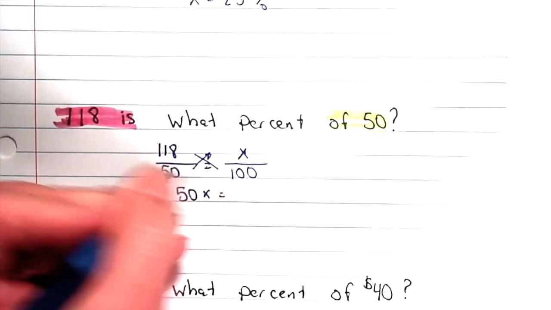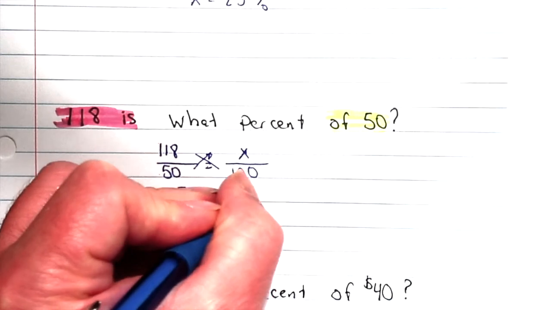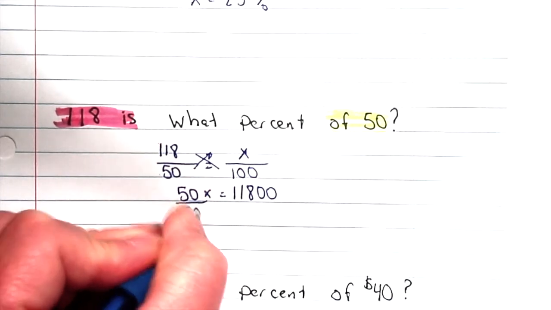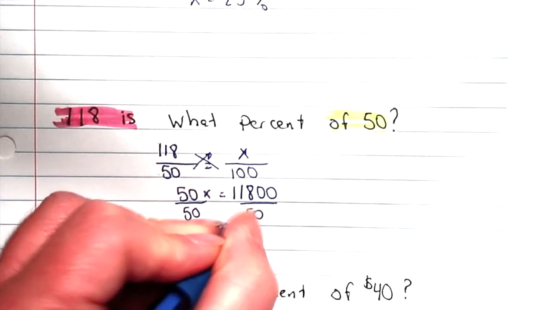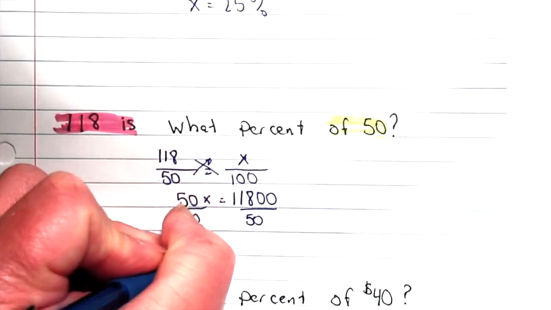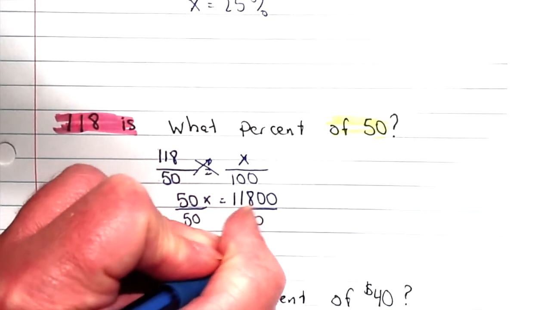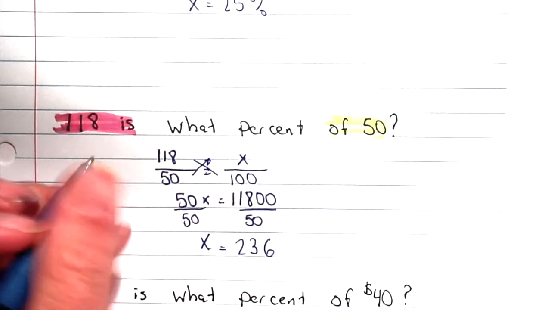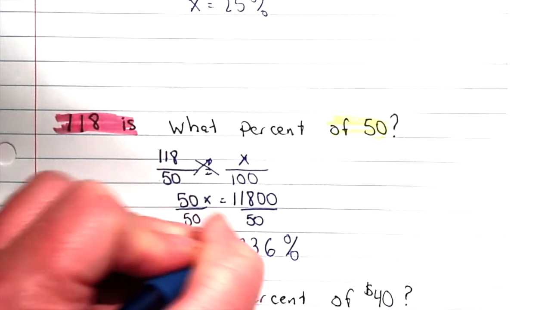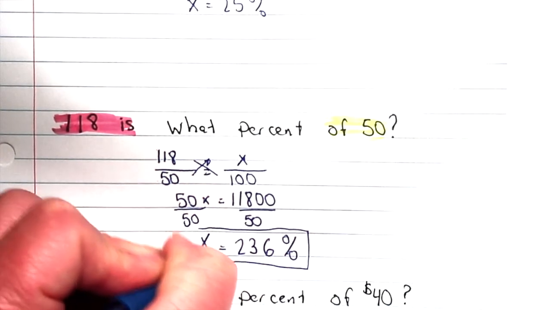Now we want to cross multiply. 50x equals 11,800. Divide by the 50. And x gets 236. And we need to remember, since it says what percent, we need to have that percent sign.